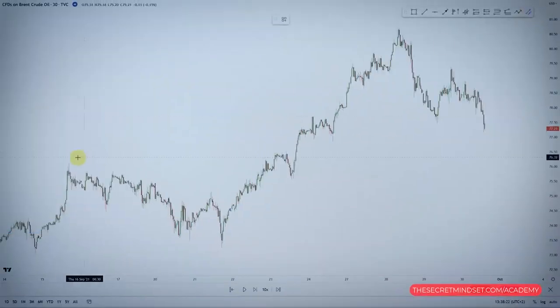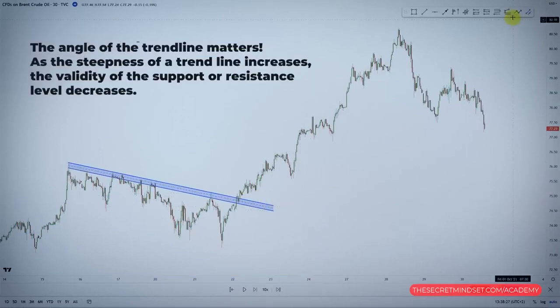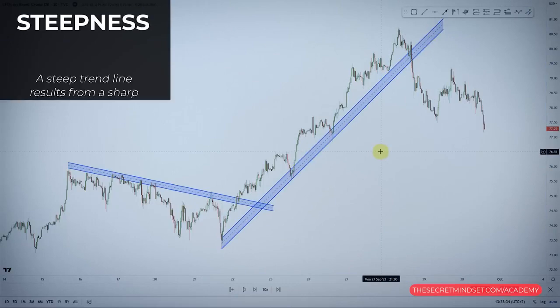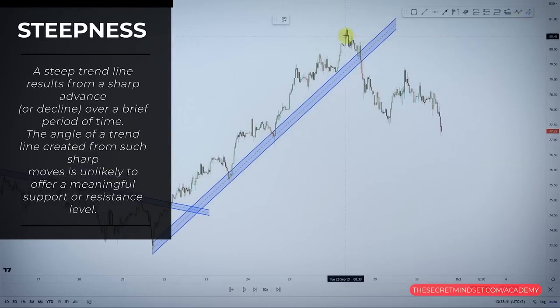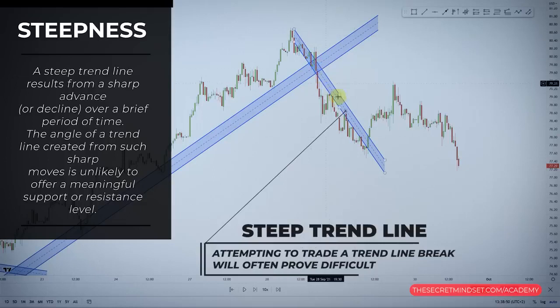And here's another important note: the angle of the trend line matters. As the steepness of the trend line increases, the validity of the support or resistance level decreases. A steep trend line results from a sharp advance or decline over a brief period of time. The angle of a trend line created from such sharp moves is unlikely to offer a meaningful support or resistance level. Even if the trend line is formed with many valid points, attempting to trade a trend line breakout will often prove difficult.